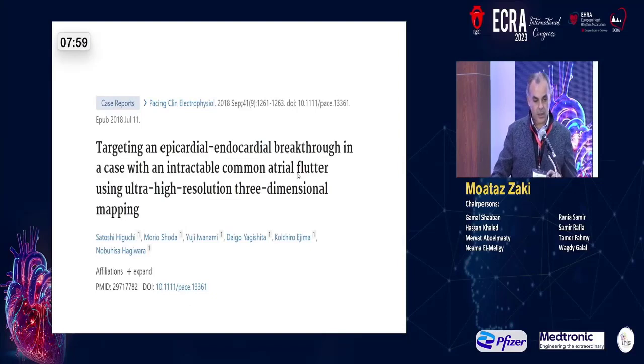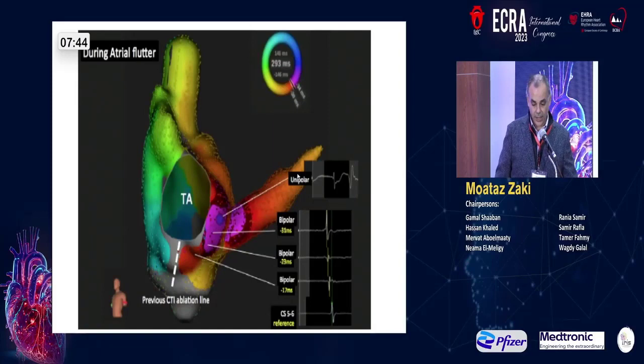So this is a more recent publication on the same concept of an epicardial endocardial breakthrough in a patient with multiple failures of intractable common atrial flutter. Such cases you can see here. This is the flutter circuit. You have already done multiple lines of ablation without termination.